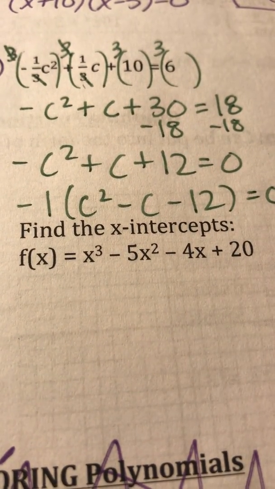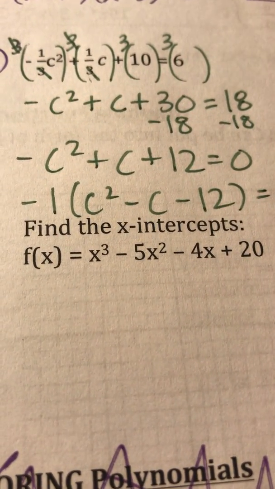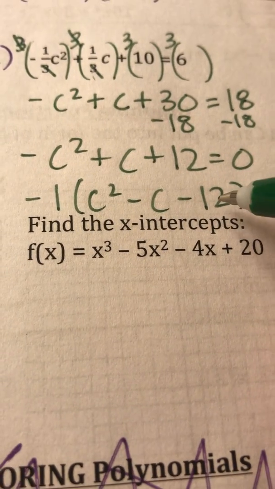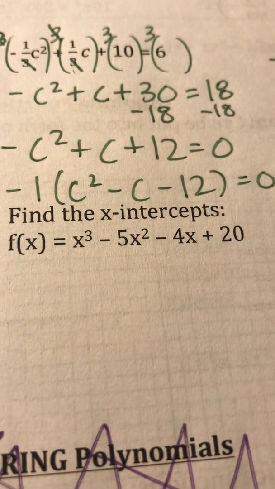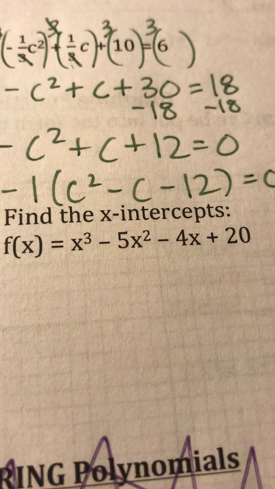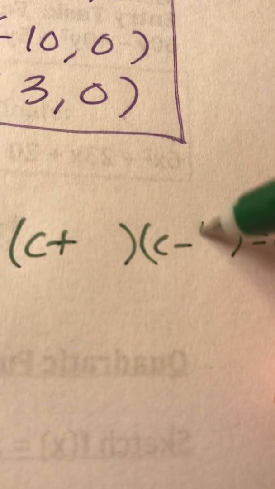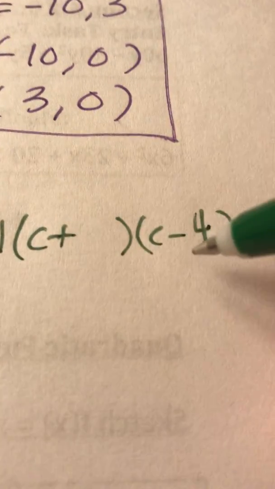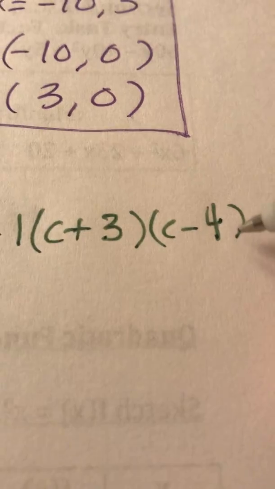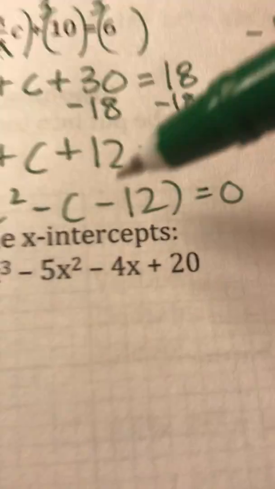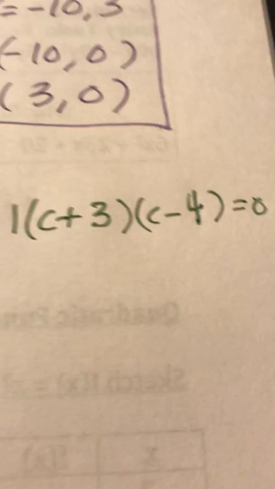This c is negative, so I know I'm going to have c plus and c minus. I have a product of 12, and I need a difference of 1. So obviously it's 3 times 4. I want a -1, so I have positive 3 and a -4, which will give me that -1 there. Now I set these equal to 0.